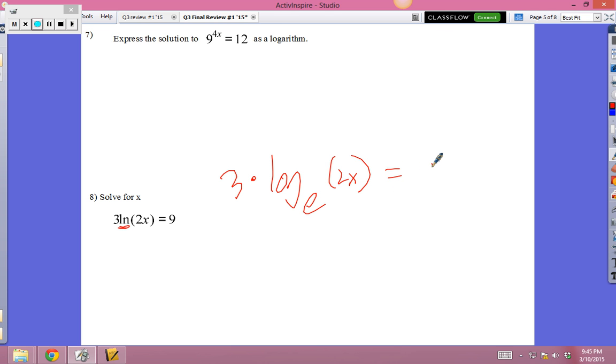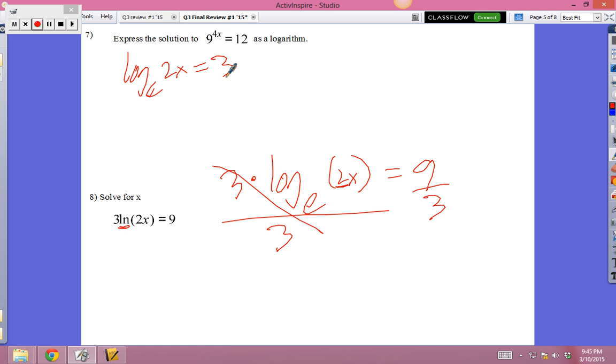So if I'm going to get rid of x, I got to get rid of this 2, I got to get rid of this log in base e, and I got to get rid of this times 3. Let's get rid of the times 3 first. Divide 3, divide 3, so that's gone. So now we just got this, log in base e of 2x equals 3.